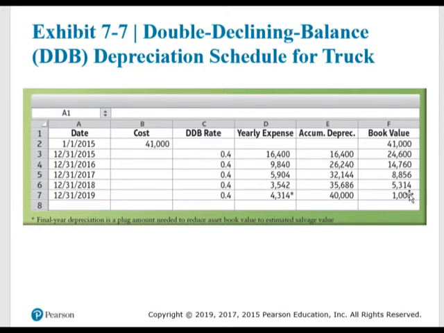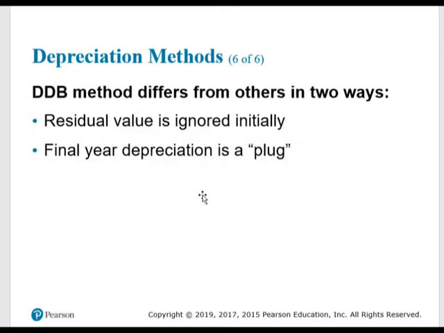In the final year, we plug in the amount that will bring us to the estimated residual value. Double declining balance does not consider residual value until the end, when the final depreciation expense is a plug.